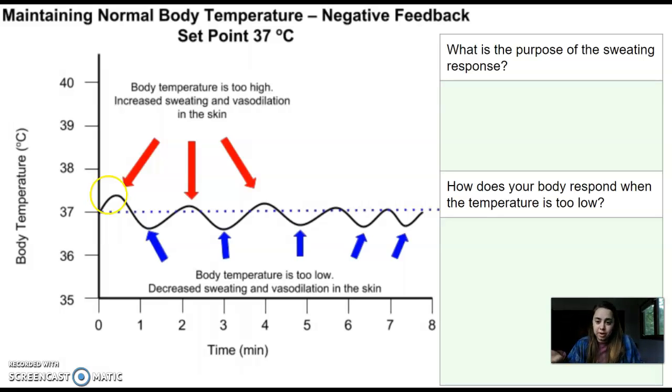So now in a moment you're going to pause and answer these two questions. What is the purpose of sweating? And then how does your body respond when the temperature is too low? So pause now and answer those questions.